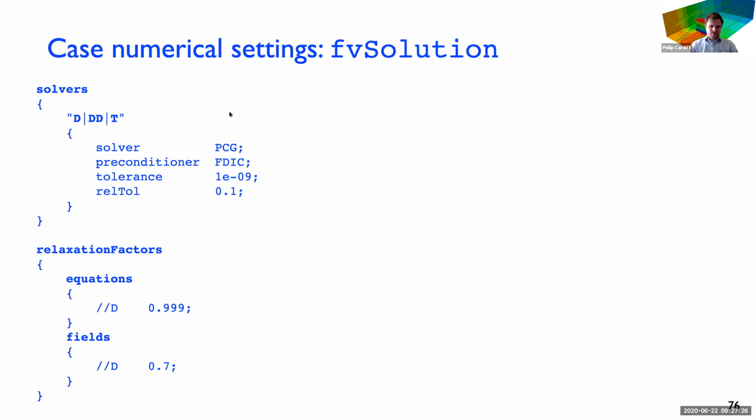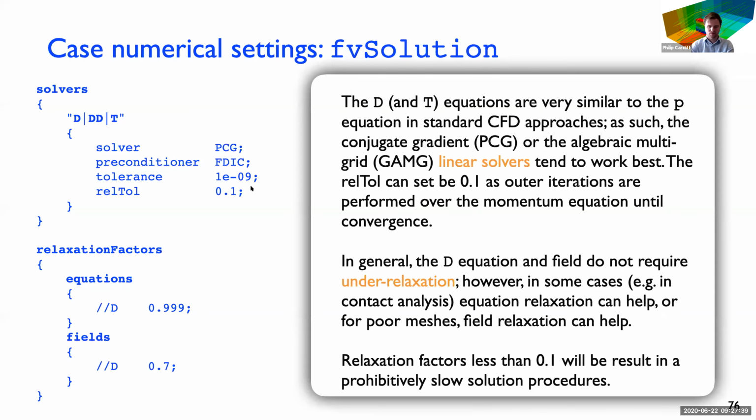Linear solvers, pretty similar to fluids. You can use multi-grid, but PCG generally is just robust and scales better. So normally these are the settings I leave with a relative tolerance 0.1. Because we're performing outer iterations until it converges, we can just always use a relatively larger relative tolerance. And we can relax our displacement equation or the field itself.